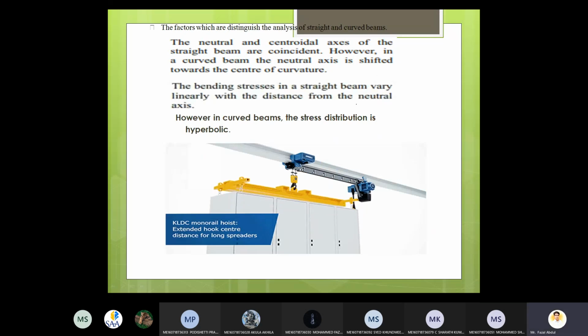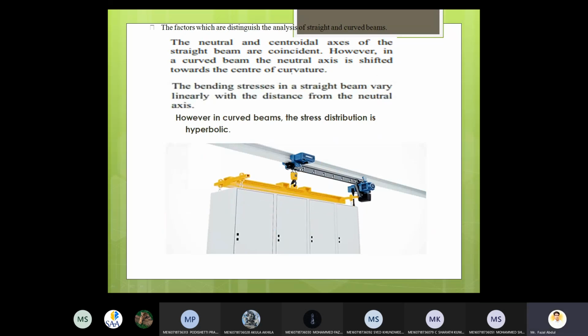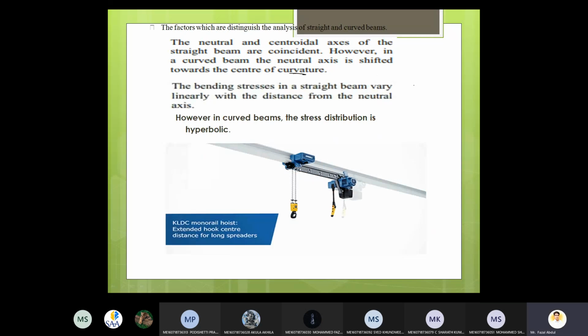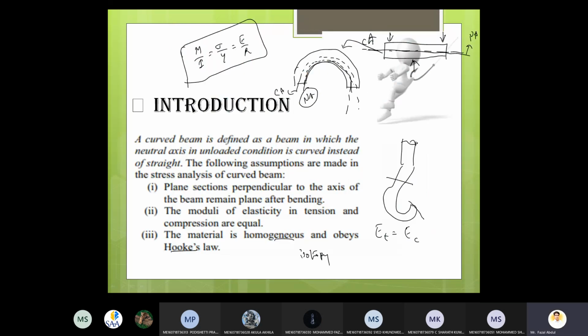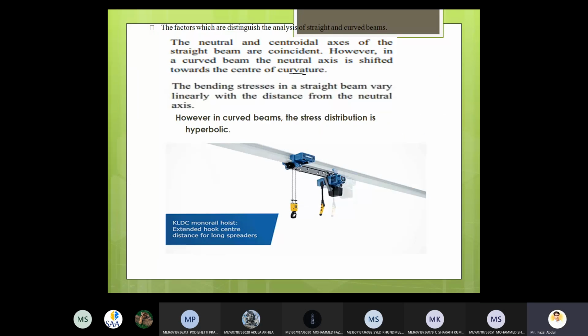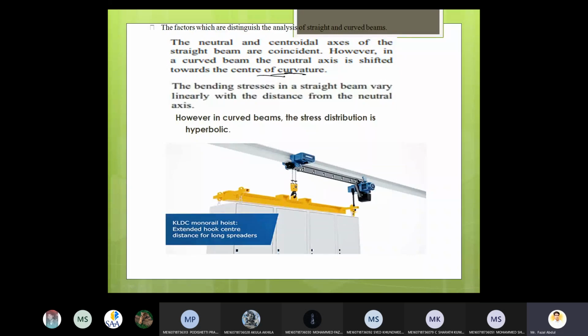However, in curved beams the neutral axis is shifted towards the center of curvature. Just now I said in this diagram, when the beam is bent, the neutral axis shifts towards the center, the inner surface. This is the inner surface and this is the outer surface, or else this is the center of curvature. Because initially it is straight, because of the bent position the neutral axis is shifted near to the inner surface. The neutral axis shifts towards the center of curvature, or near to the inner surface.